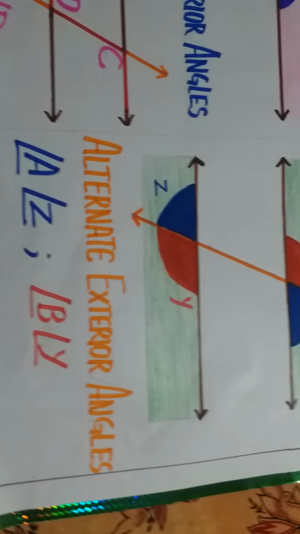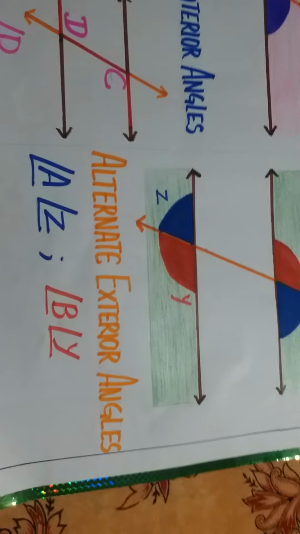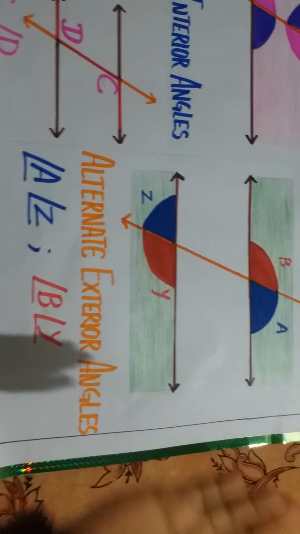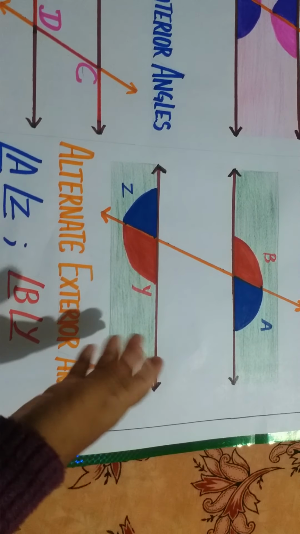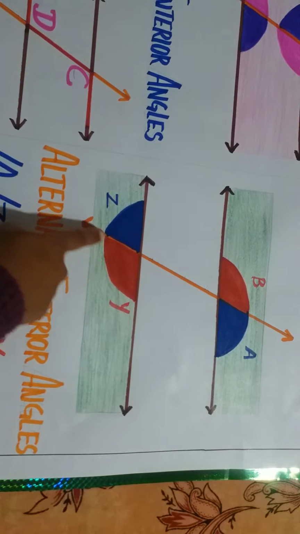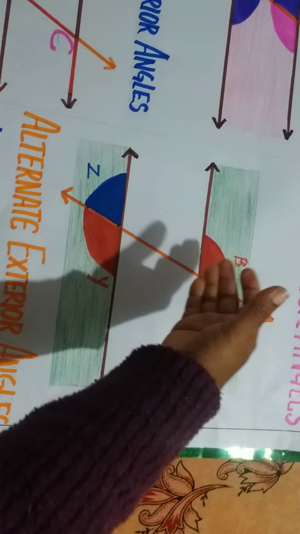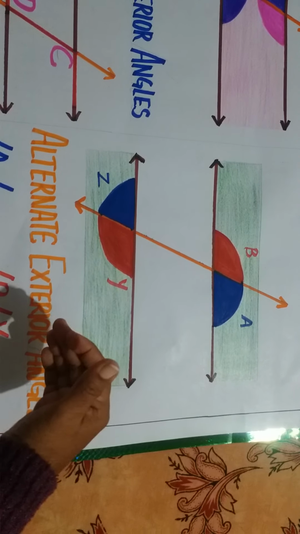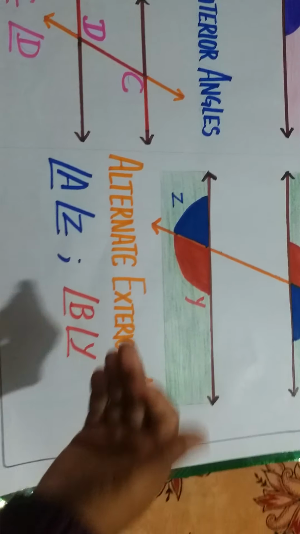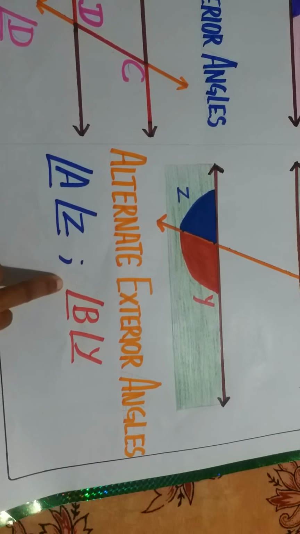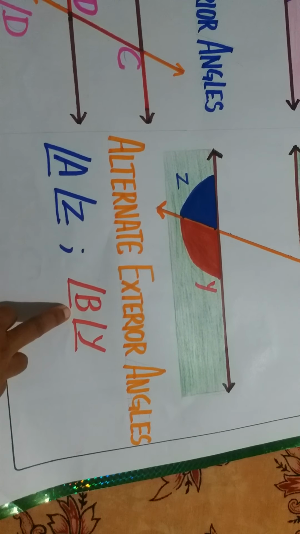Coming to alternate exterior angles, it is the same. Alternate means opposite sides. So angle A and angle Z are alternate in the exterior portion, and angle B and angle Y are alternate in the exterior portion. So the alternate exterior angles are angle A and angle Z, and angle B and angle Y. Now you understood?